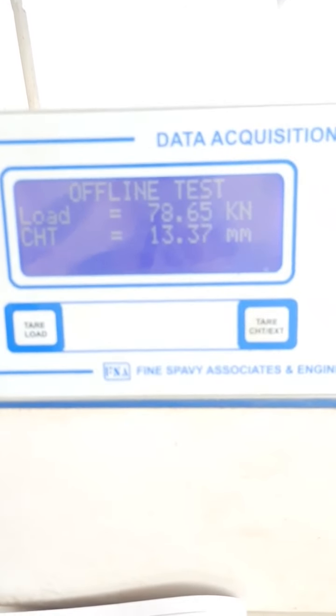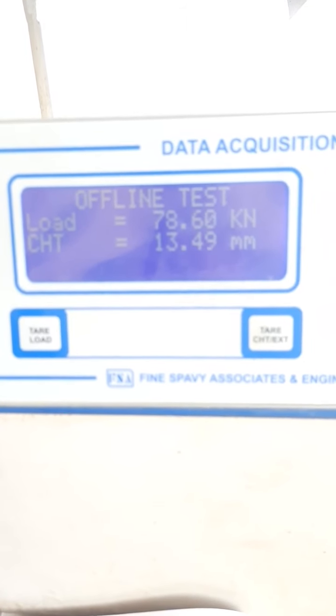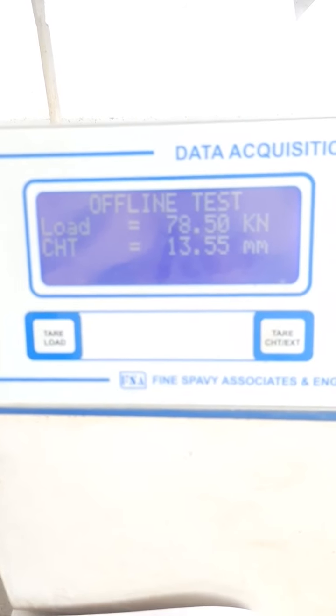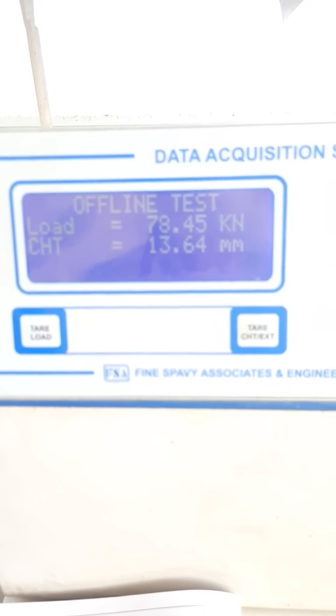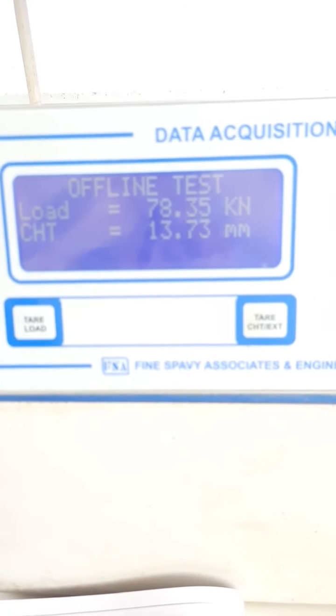So after reaching a point of 79 kilonewtons, the load is gradually decreasing. It means that it has crossed the ultimate point. So now the curve is going down. After some time, fracture may take place. It has already crossed the ultimate point. Now it is going towards the fracture point.